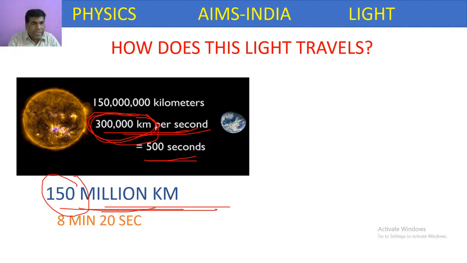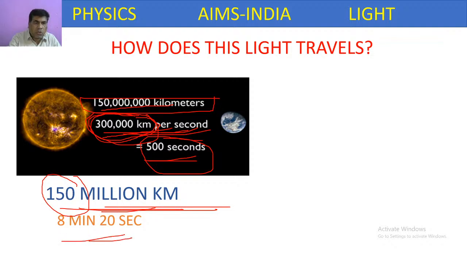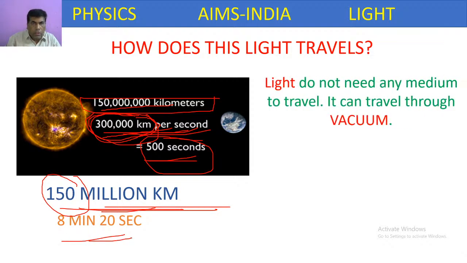So here the distance between sun and earth is 150 million kilometers, a huge distance. This distance is covered by light at 3 lakh kilometers per second speed in only 500 seconds, which is equal to 8 minutes 20 seconds. But how is it traveling between sun and earth? What exists between sun and earth?